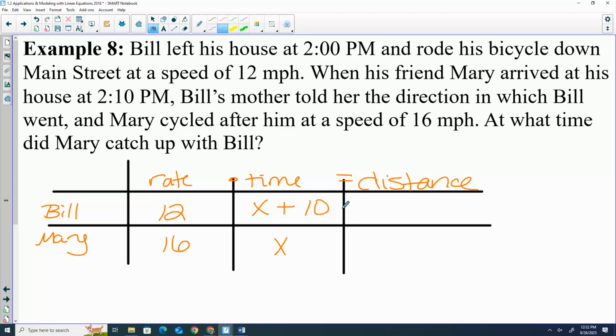Okay, but if I put x plus 10, that's actually wrong. Can you guys figure out why? Or no, it's in hours. Okay. My rate is miles per hour. That means time has to be in hours. 10 is in minutes. How would I change that into hours? Divide by 60. So 10 over 60 or 1 over 6. All right, so then to get our distance, we just multiply rate times time.